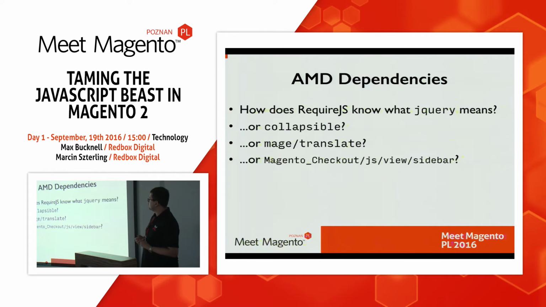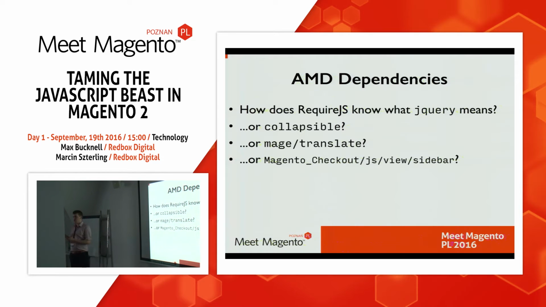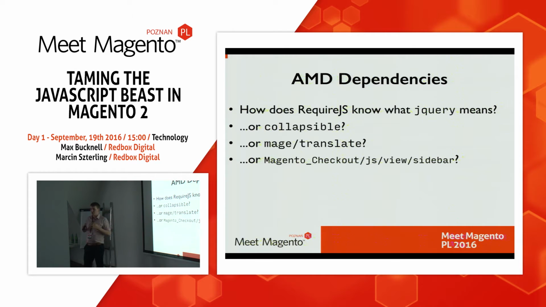Right. So, just want to go back to AMD. That dependency array, there's potentially quite a lot going on there. We requested jQuery, and magically, require.js somehow just knows that obviously we want jQuery, because everyone knows that's a library and that's how it works. No, that's not how it works. There's no magic going on here whatsoever, but there is a set of rules of how require.js knows what jQuery is, or collapsible, or mage/translate, or Magento_Checkout/js/view/sidebar, which I had to make smaller, otherwise it wouldn't fit on the slides.